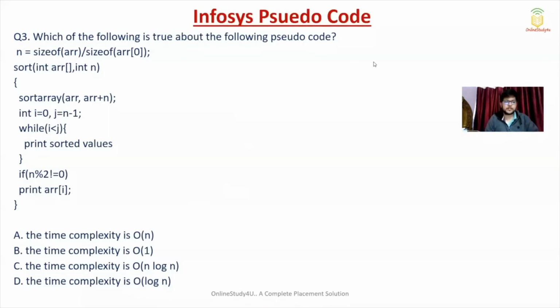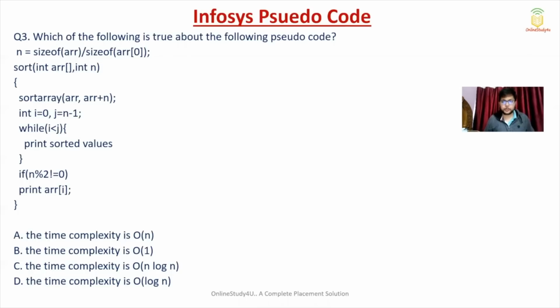Which of the following is true about the following pseudocode? This question was based on time complexity. As I discussed in the video that was uploaded last night, Infosys is nowadays asking a lot on time complexity, so it was very much expected in the test. I'll request you to watch the videos that have been uploaded before, because they are asking a lot about time complexity nowadays. You cannot skip this part.